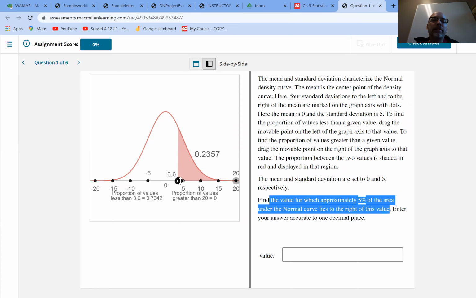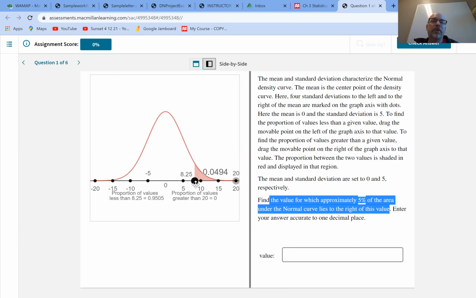So I'm going to keep sliding this over until I get as close as I can to 5%. Somewhere about 8.15. Well, I can get maybe a little bit better than that. There, right about 8.25. So about 8.25, I'm getting 4.94% of the values greater or to the right of 8.25 on this normal distribution.